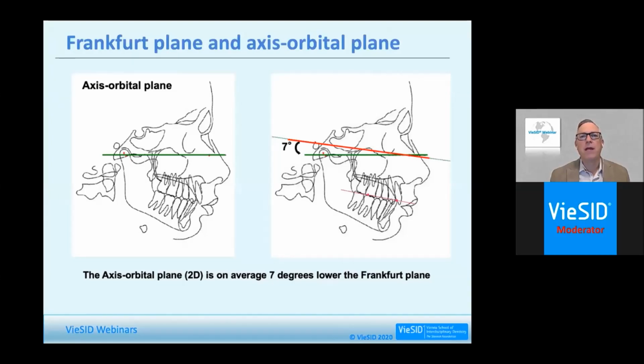The Frankfurt plane is a line drawn through the inferior border of the orbit, i.e. orbitale, and the top of the external auditory meatus. The axis orbital plane is a line drawn from the hinge axis of the mandible, which is the center of pure rotation, and the orbitale point. The axis orbital plane in 2 dimensions is on average 7 degrees lower than the Frankfurt plane.